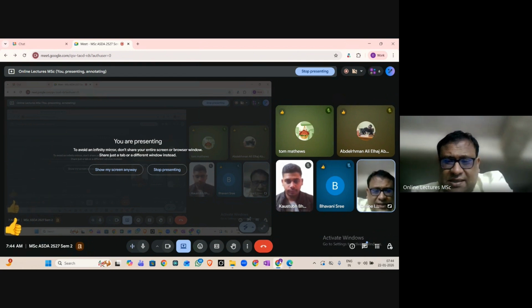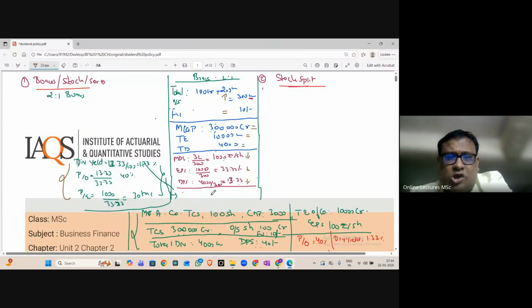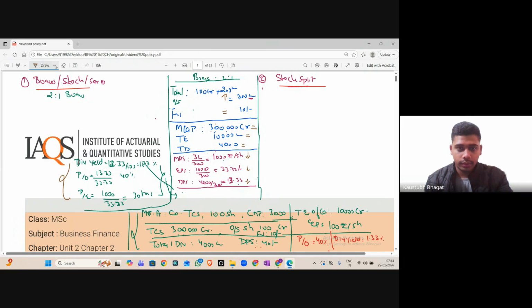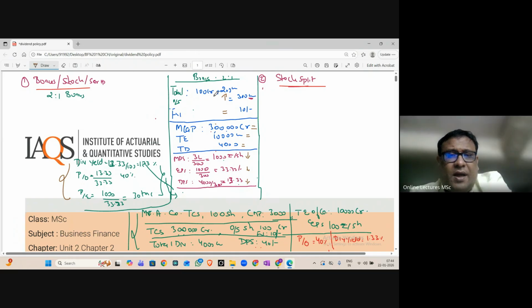So, this is the example which takes care of the bonus and stock split. Guys, would you like to pen it down, or you want me to take the stock split first? Just a minute, sir. We will write it down. Okay, please take down this. Guys, preferably, I would also like you to write the outstanding shares have increased, face value no change, MCAP, total earning, total dividend no change.